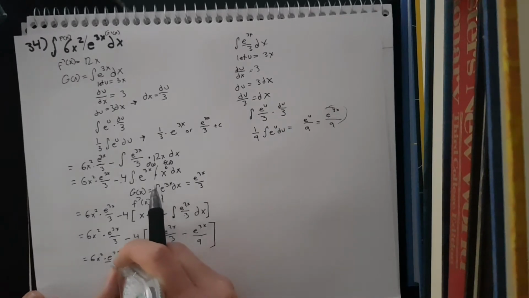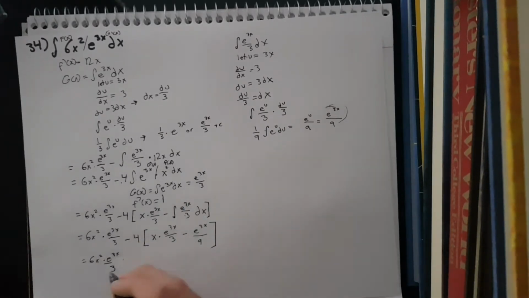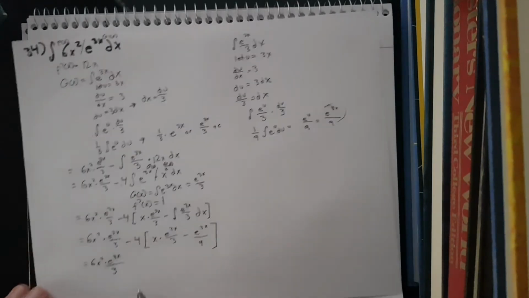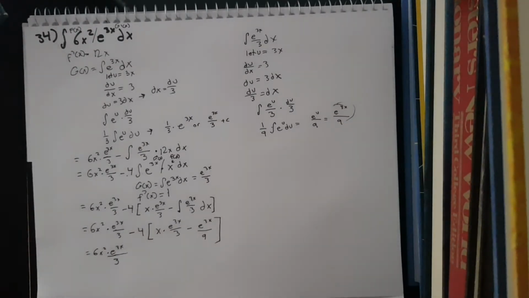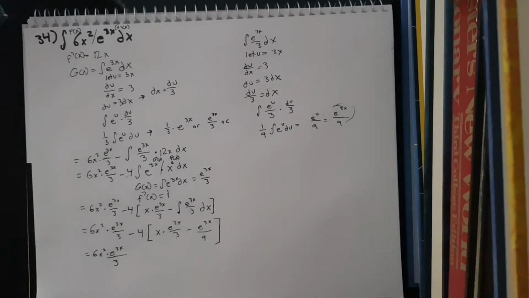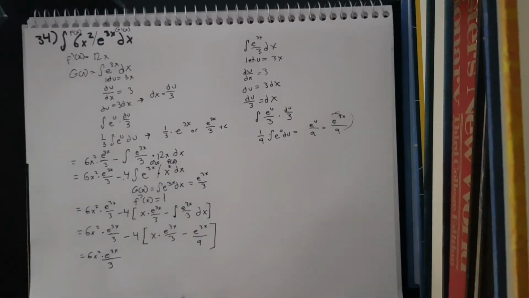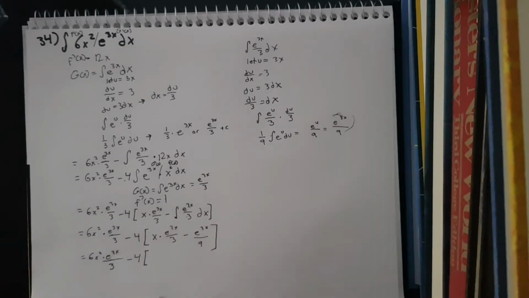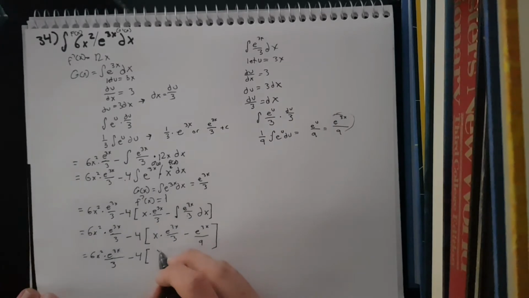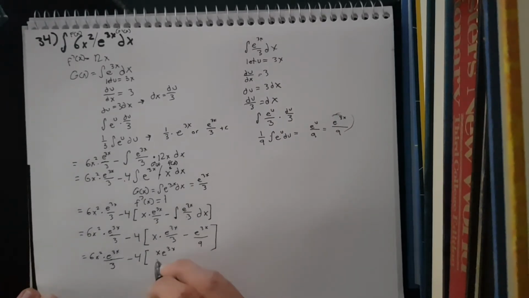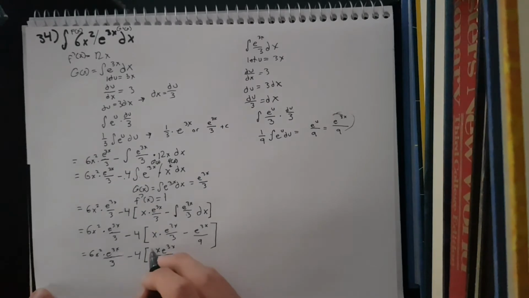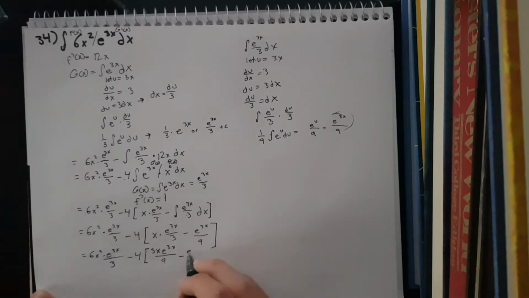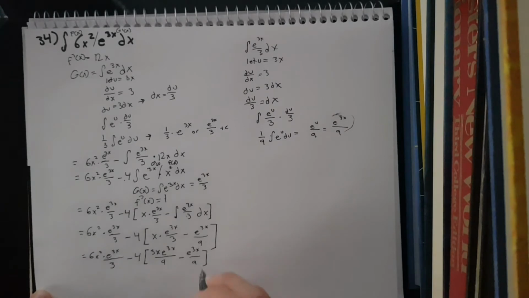So I drew a little line here. So we distribute the negative 4. Actually, before we distribute negative 4, what we could do is get all the common denominators for this part. So we would get x e to the 3x over, and then multiply the whole thing by 3 over 3, so 3x over 9 minus e to the 3x over 9. And then we could distribute the negative 4.